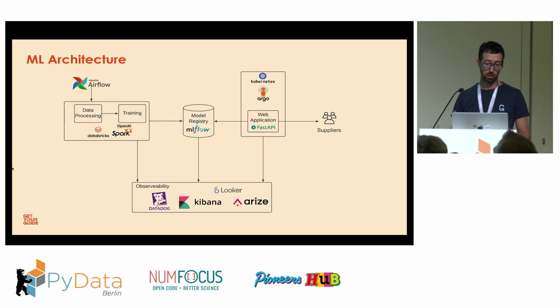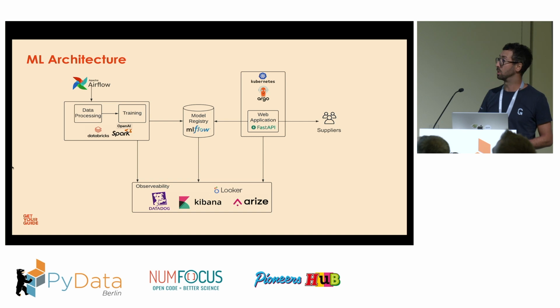The model training creates an OpenAI model that is stored as an MLflow artifact, which is served in a web application built in FastAPI, deployed in Kubernetes with deployment managed by Argo. Then finally the model can reach suppliers, who can send a request to the API and get the responses.